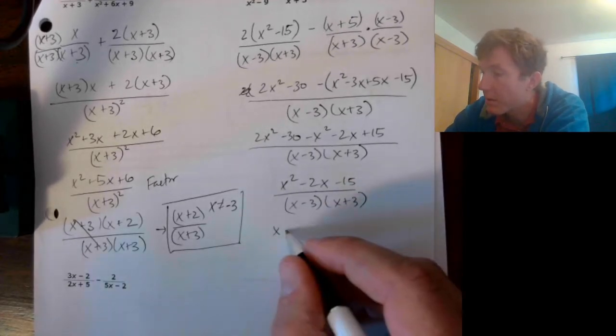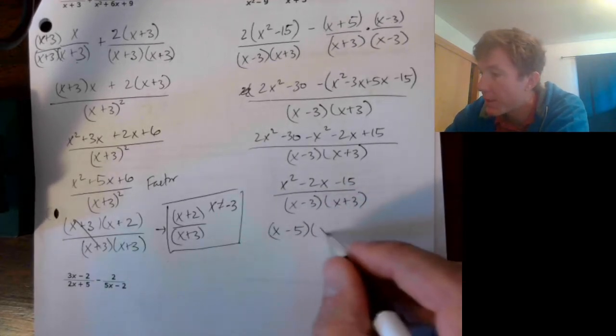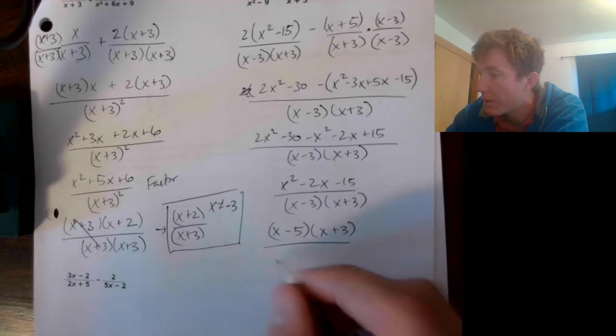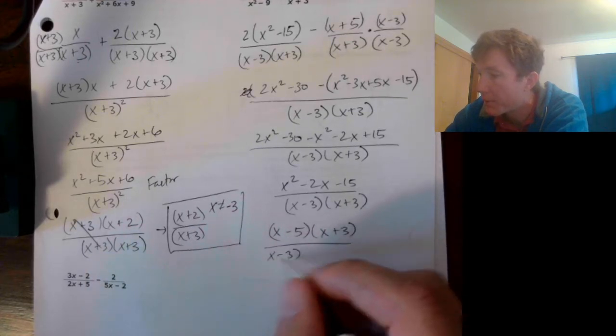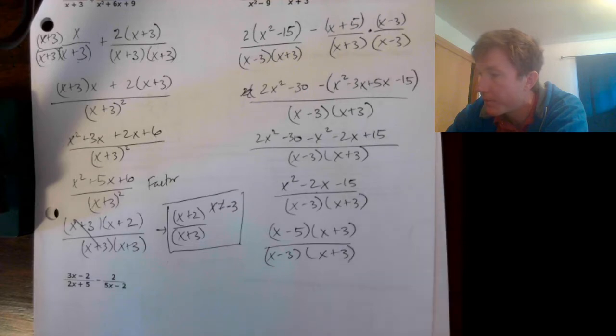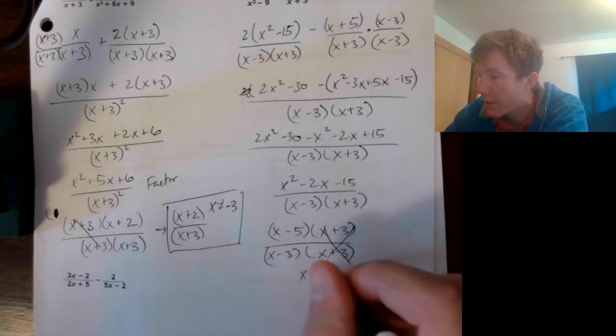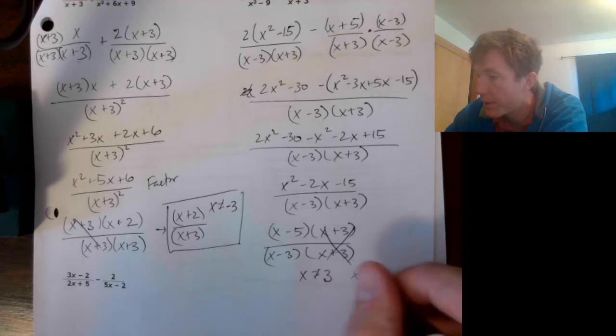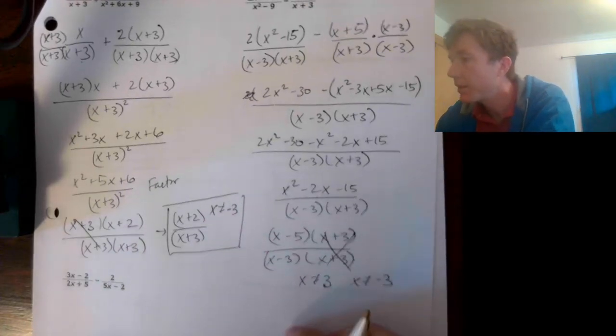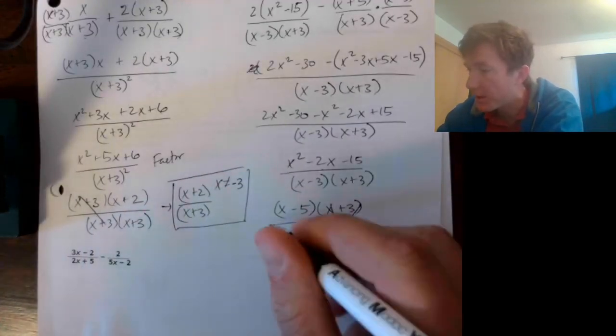So this would be x minus 5 times x plus 3 over x minus 3 over x plus 3. These guys cancel. This is what you're left with. X can't equal 3. X can't equal negative 3. And then up here, it looks like that's the only things that we had to worry about. So this is our answer here.